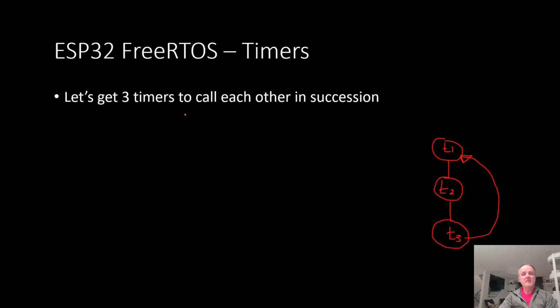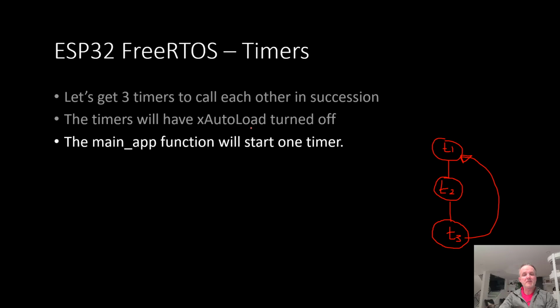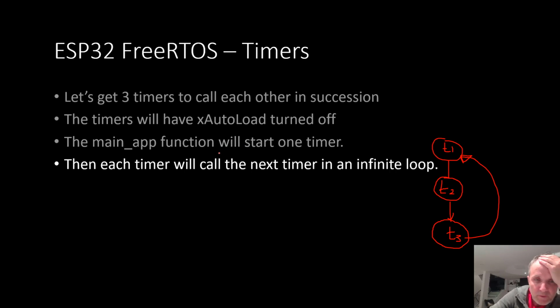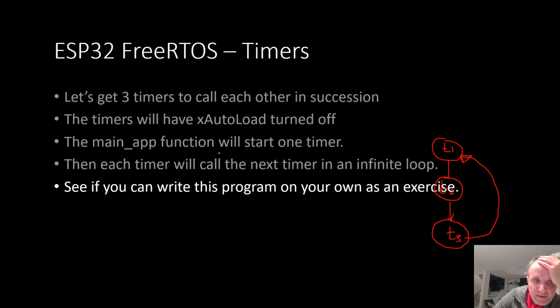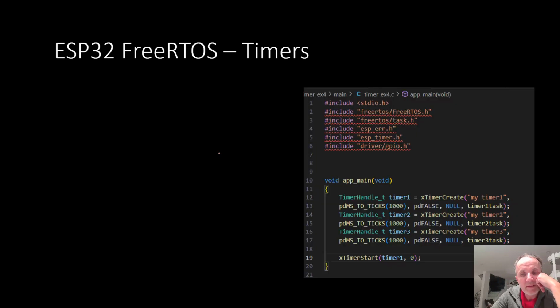So we're into this loop of timers. The three timers call each other in succession, and the timers will have auto reload turned off, and that's why we need to have them call each other. The main app function will start one timer. Each timer will call the next timer in an infinite loop. See if you can write this program on your own as an exercise. You should go off and do that, hit pause.